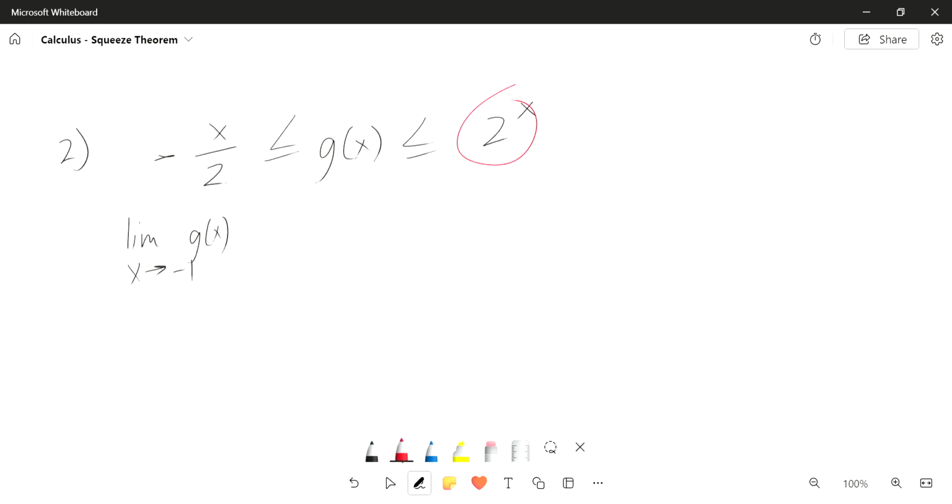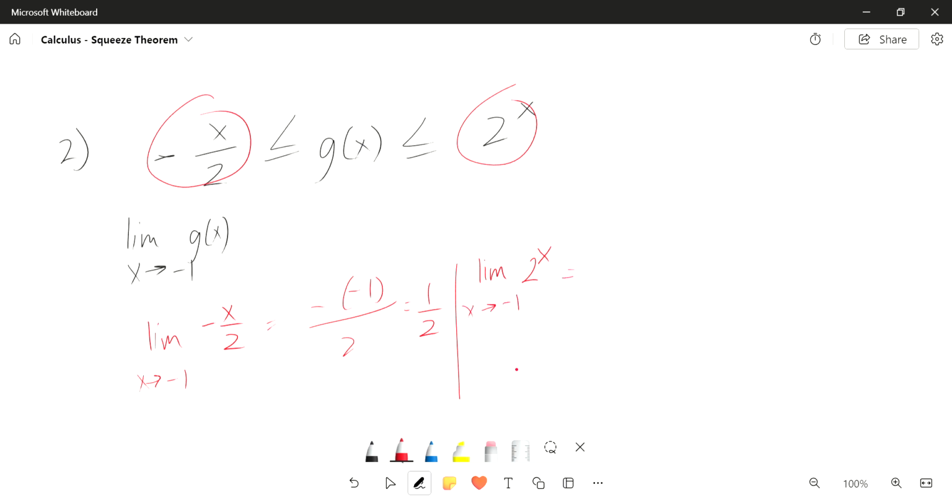So again, you would use this upper bound over here and this lower bound over there. So the limit of negative x over 2 as x approaches negative 1 is just equal to negative negative 1 over 2, which is 1/2. And if you take this right-hand side, the limit of 2 to the power of x as x approaches negative 1, that would be 2 to the negative 1. And if you remember your exponent properties from algebra, a negative exponent is the same as having 2 to the 1 on the denominator. And since 2 to the 1 is just 2, you have a half again.